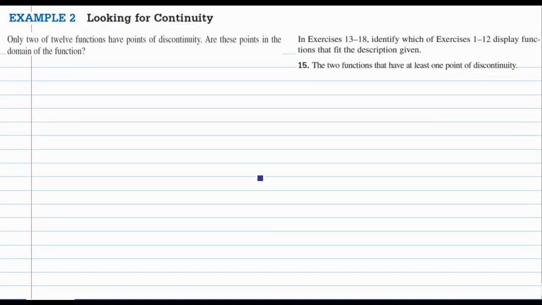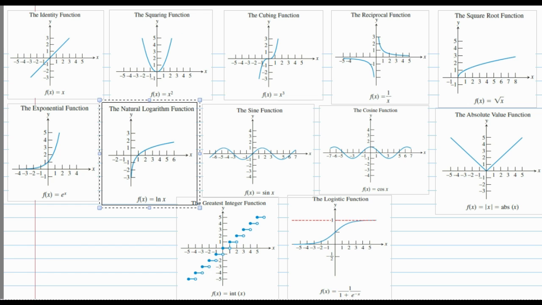This is the screencast for section 1.3, example 2, looking for continuity. Only 2 of the 12 basic functions have points of discontinuity. Are these points in the domain of the function or not? So going back to my reference sheet, I'm looking for graphs that have discontinuities.